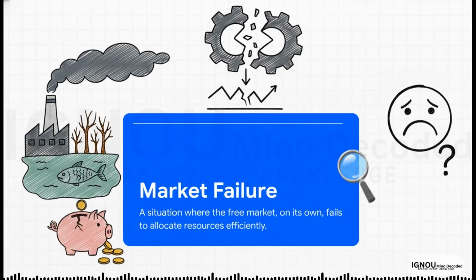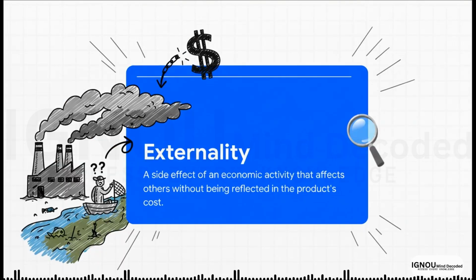Well, the answer is a key concept you absolutely need to know: market failure. This is what happens when the free market, just left to do its thing, doesn't lead to the best or most efficient result for society. And environmental problems are the textbook example of market failure in action. So what causes this failure? One of the biggest culprits is something called an externality. The easiest way to think about it is as a hidden cost or a side effect.